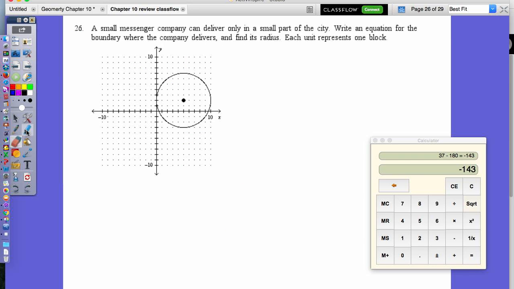Number 26. A small messenger company can deliver only in a small part of the city. Write an equation for the boundary where the company delivers and find its radius. Well, I can see that the center of the circle is at 1, 2, 3, 4, 5, 2.